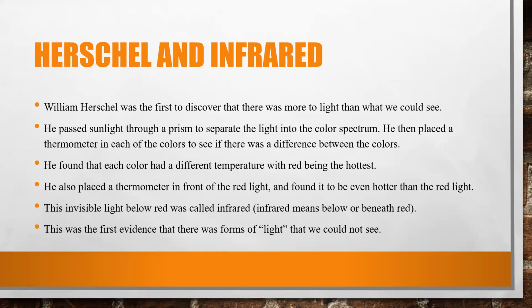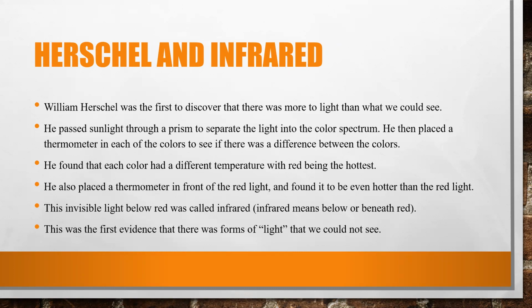Well, to backtrack a little bit, William Herschel was the first one to discover that there was more than just visible light. We didn't know about all the different types of waves in the electromagnetic spectrum. We didn't know from radio waves to gamma rays. We could just detect what our eyes could see.